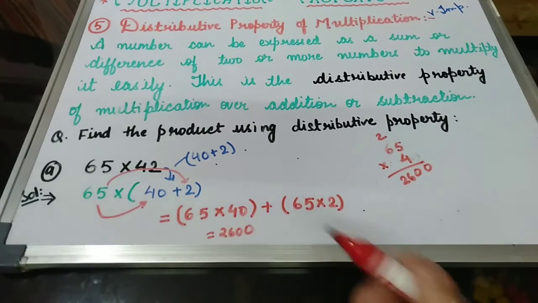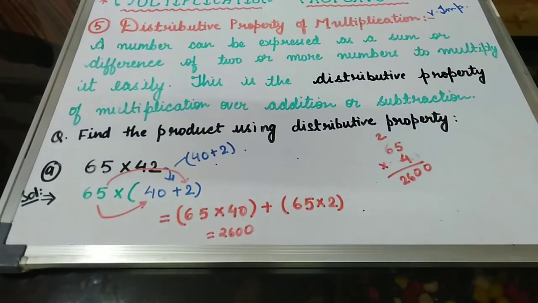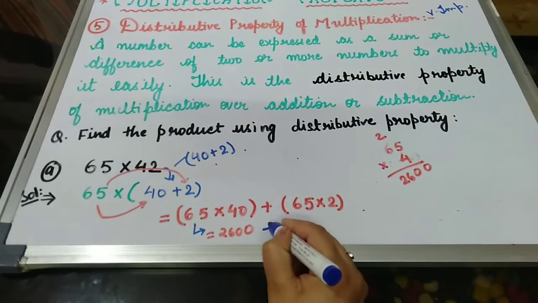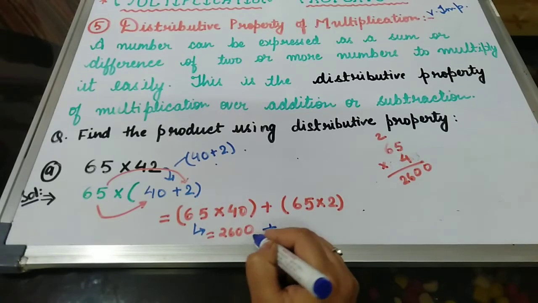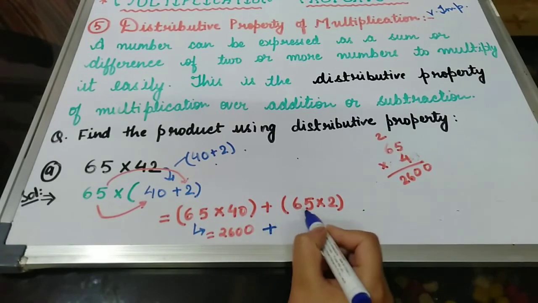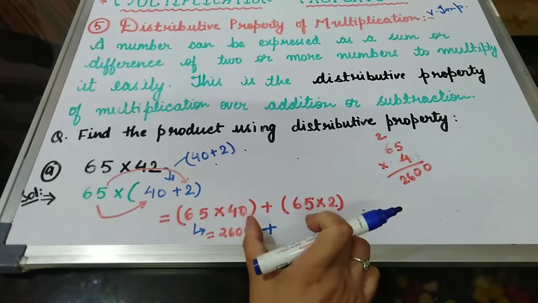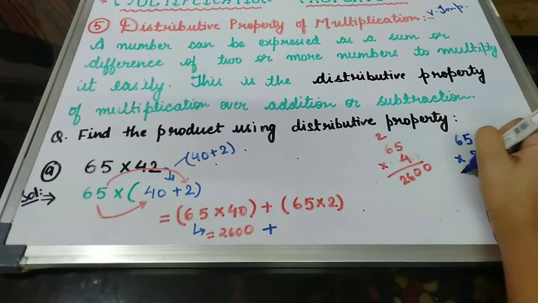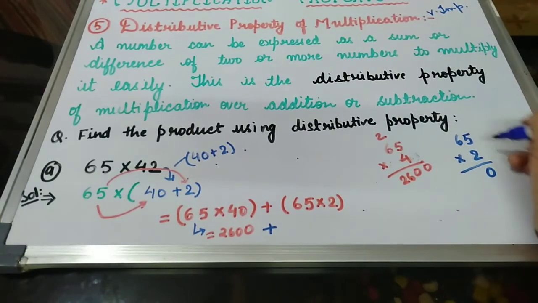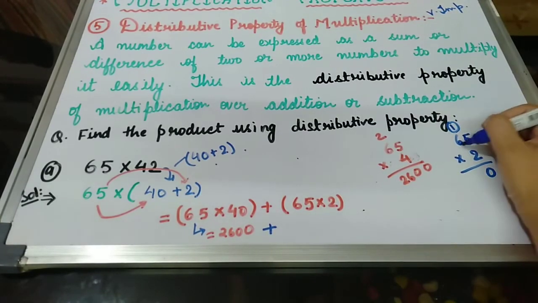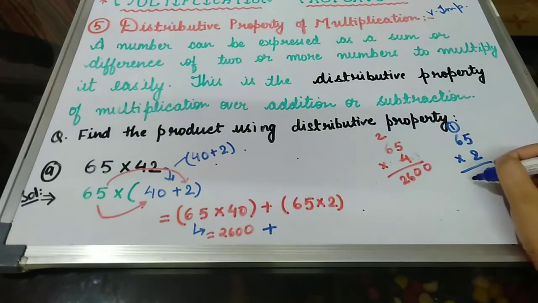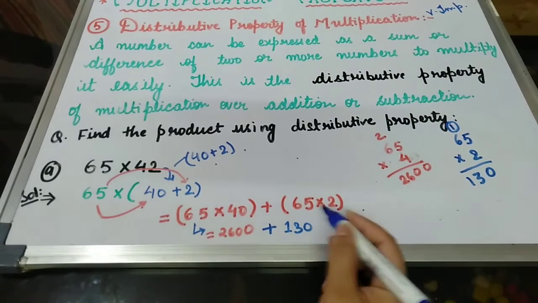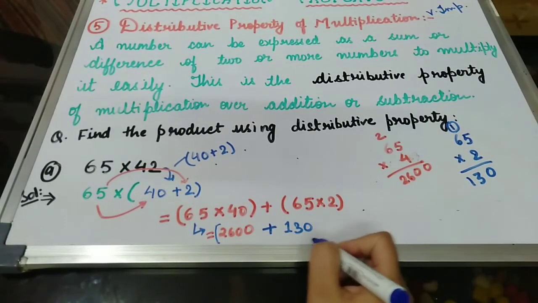Now whose answer is this 2600? 2600 is of this one. Okay, it is the answer of this. Now we will put the plus sign, we will remove the brackets and put the plus sign, because we have to add the product of both the numbers. Now again we will multiply 65 multiplied by 2. 5 2s are 10 or 2 5s are 10, 0 carry over 1. 6 2s are 12, 12 plus 1 is 13. So how much is it? 130. Now see over here, this is in the form of addition.